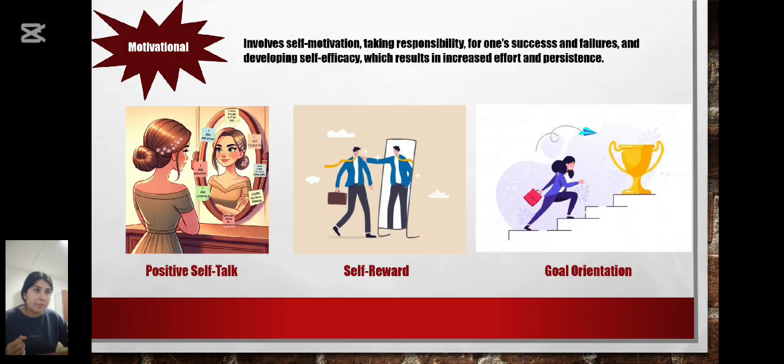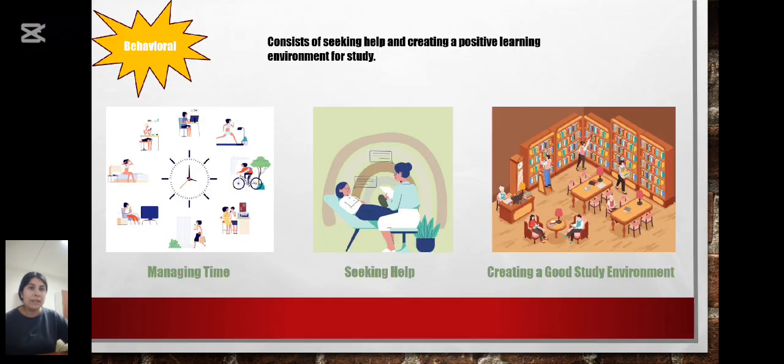Then goal orientation. It also can motivate you. Why do you choose these objectives? Why do you set this goal? Always remember this: why? The next one is behavioral strategies. They consist of seeking help and creating a positive learning environment for study. So here we must manage our time really well. Why? Because time is the thing that we cannot touch, that we cannot hold. It's just going, and we must keep up with this time.